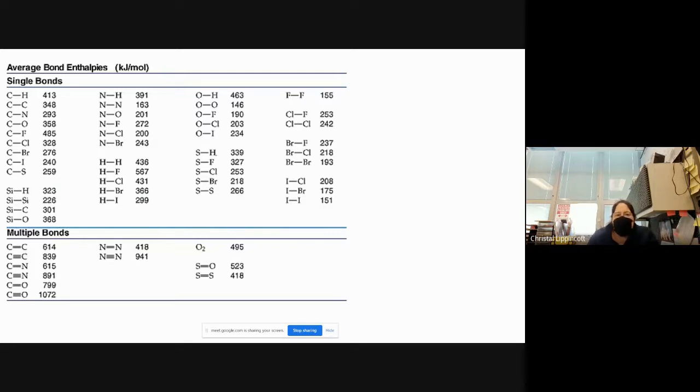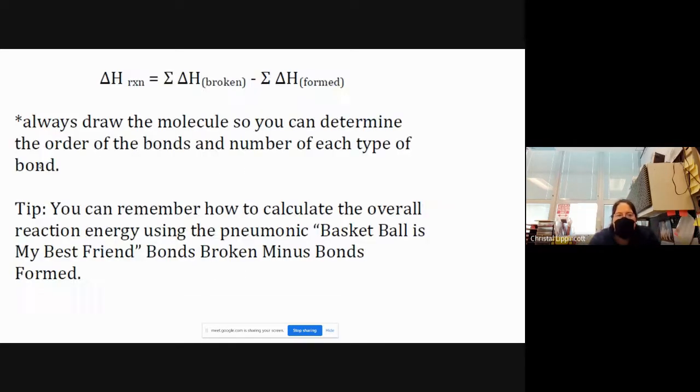All right. So this table is given. Notice that double bonds have more energy and triple bonds have more energy than that. So you have to be able to find those bonds in here. And you have to be able to draw what's happening with these, what your different things look like.